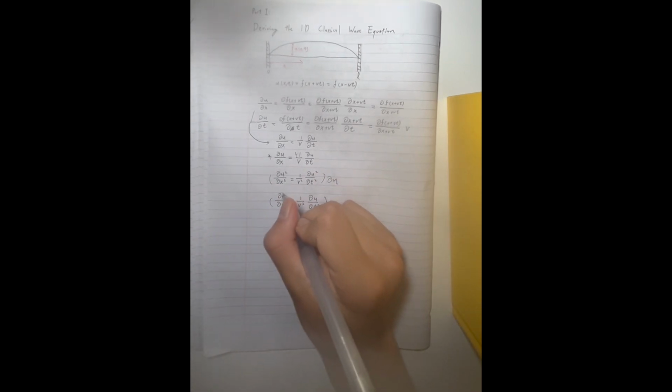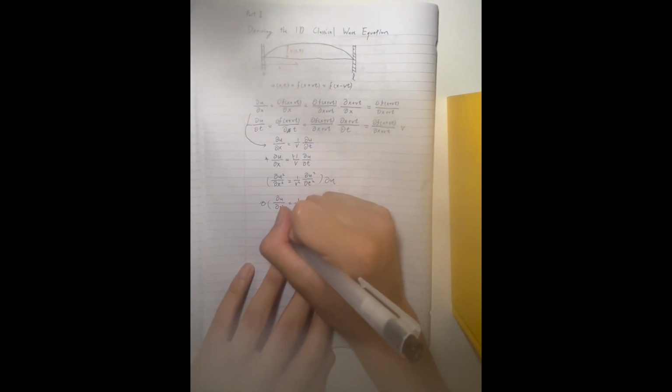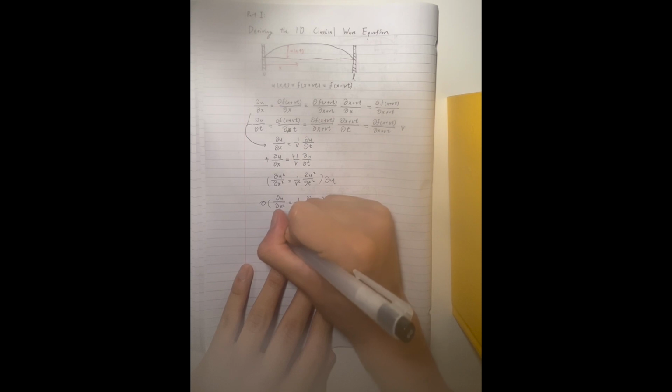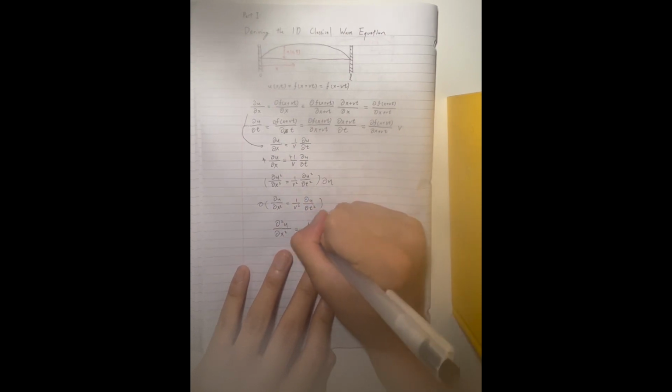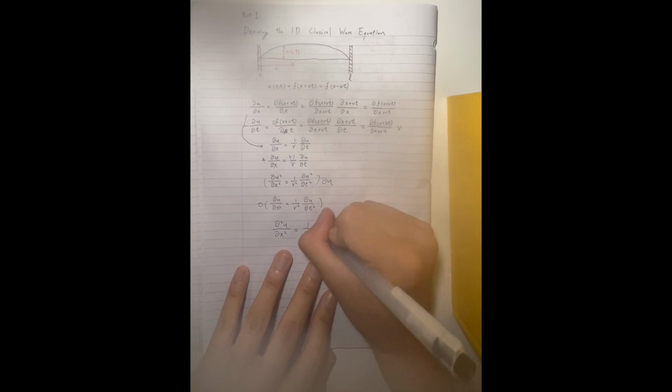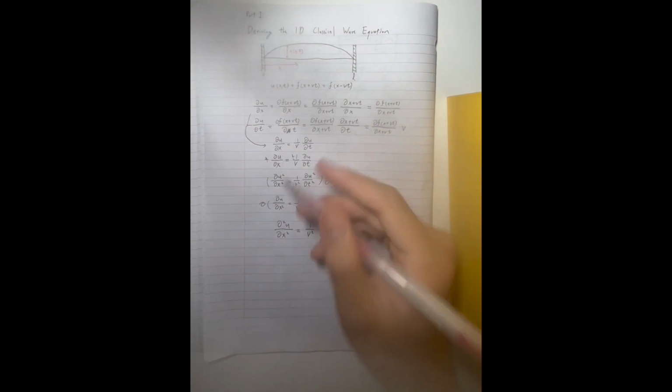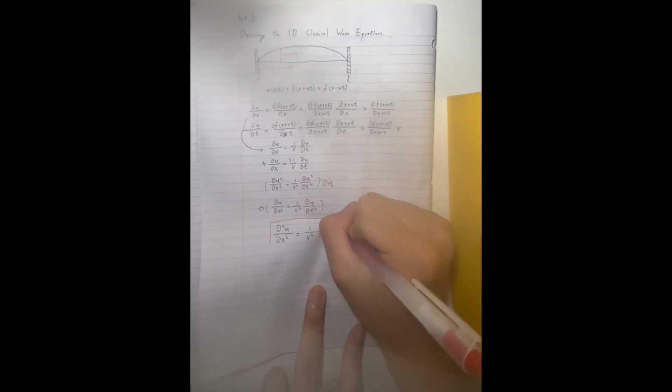and we're going to find the difference in u. Okay, so now we officially have, and this, my friends, is the classical wave equation in one dimension.